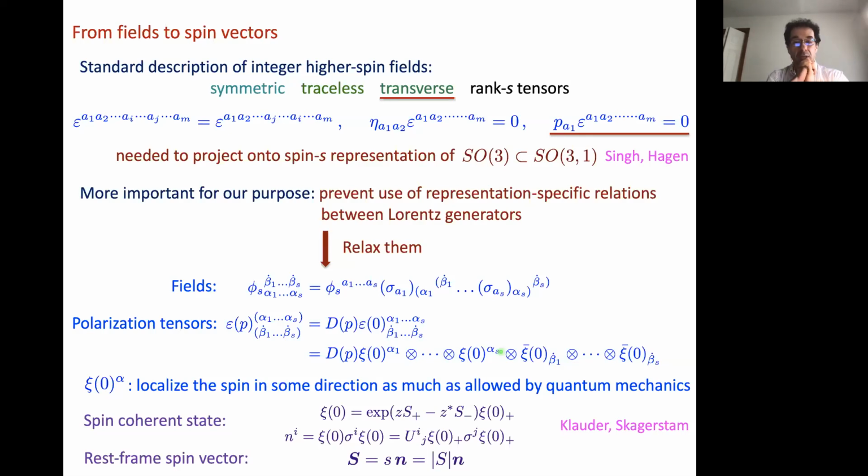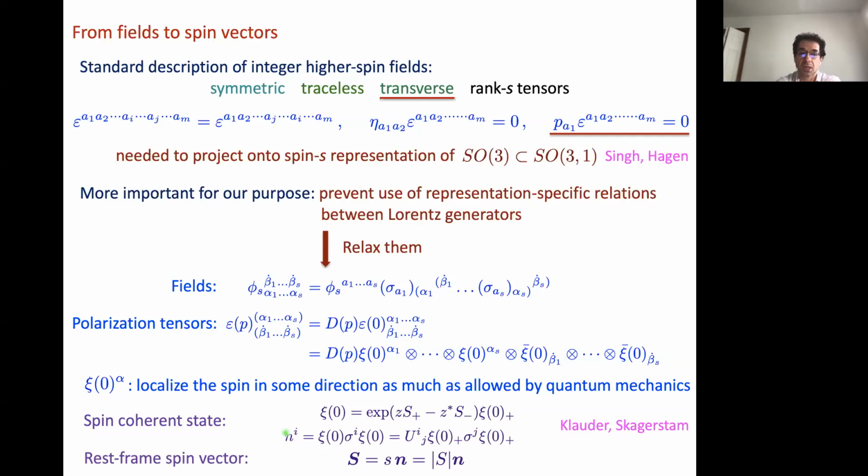Now, the question is, how do we take the classical limit? In Eutin's talk, we saw a classical limit taken in terms of spinor helicity variables. Here, we're going to take the limit in a different way. We're going to pick such rest frame polarization tensors which have the feature that they localize the spin in some direction, here called n, as much as is allowed by quantum mechanics. That means that they minimize the standard deviation of the spin operator.